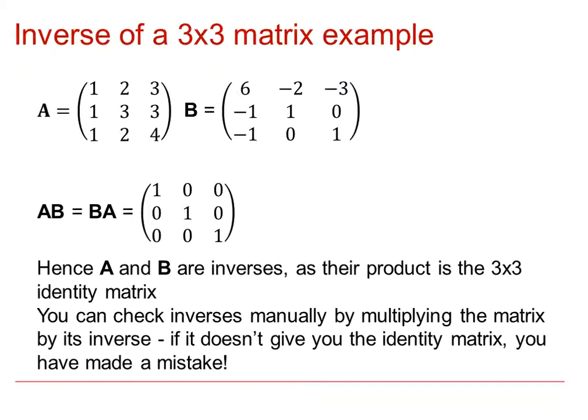So you should have A times B is the same as doing B times A is the identity matrix. Hence A and B are inverses of each other, as their product gives the identity matrix. You can check inverses manually by simply multiplying the matrix by its inverse. If it doesn't give you the identity matrix, you must have made a mistake.